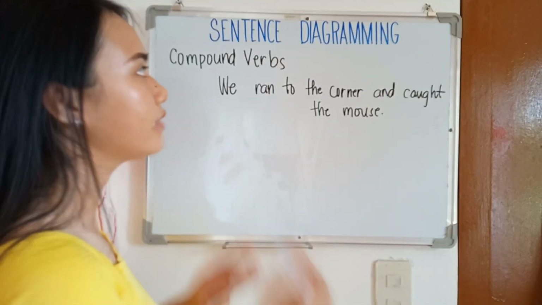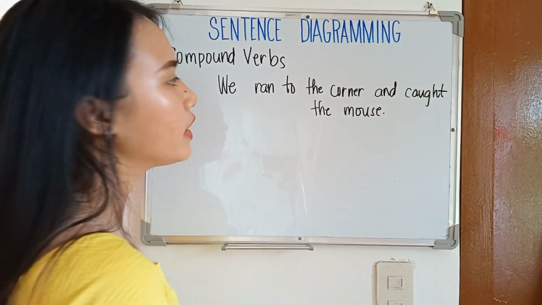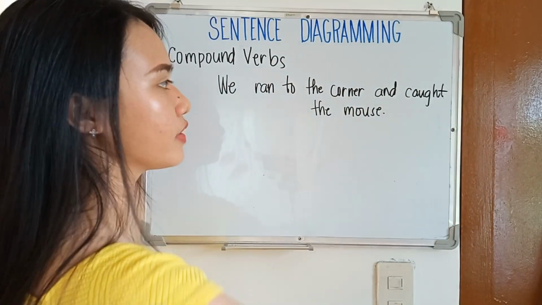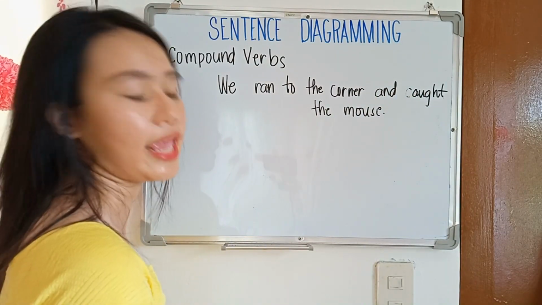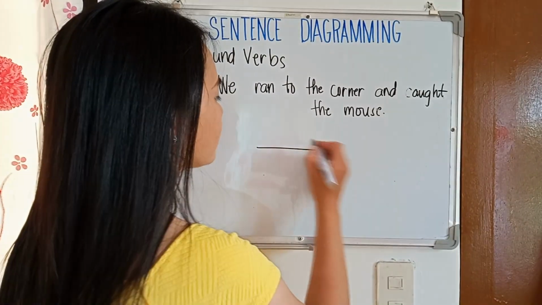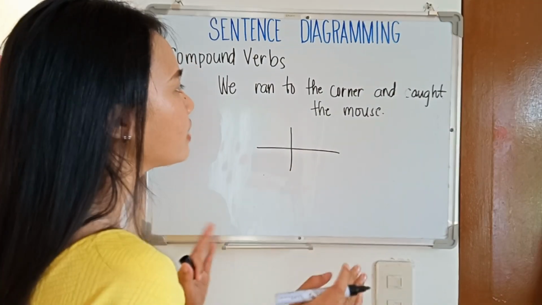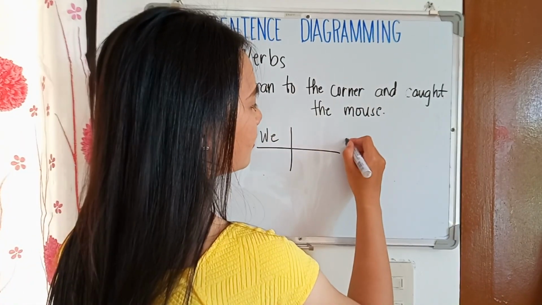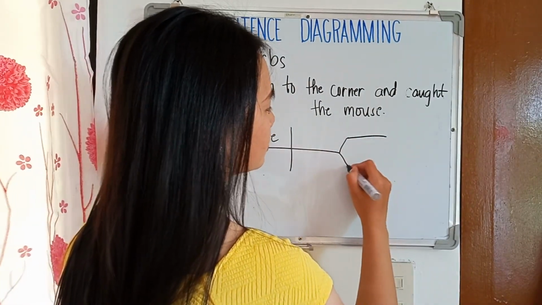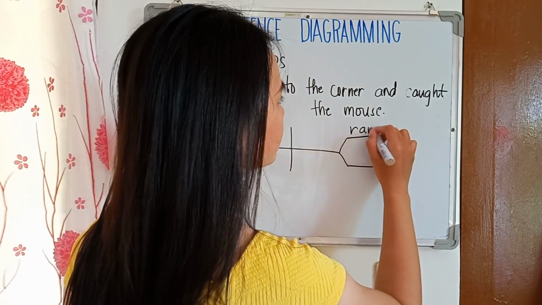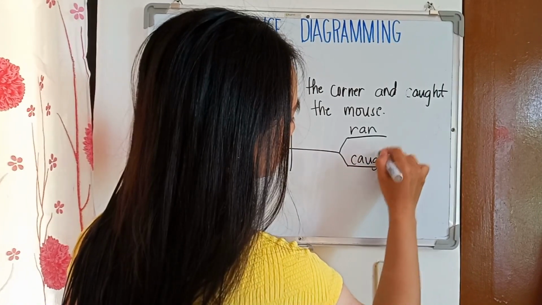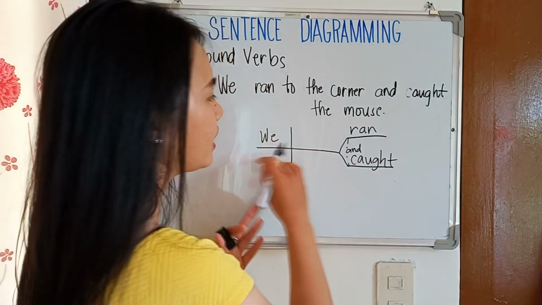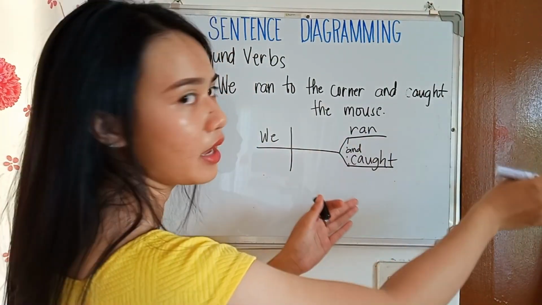That is the same in diagramming compound verbs. So we run to the corner and caught the mouse. We have run, first verb, and caught, another verb. And these are combined using a conjunction and. Now let's have horizontal line and vertical line. So we have here the subject we. So we will write it here. And then the verb also has two branches. We have run, the first verb, and caught, second verb. Then dotted line, then write the conjunction and. So we run to the corner and caught the mouse.